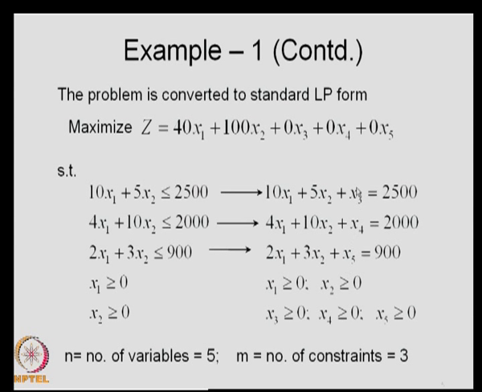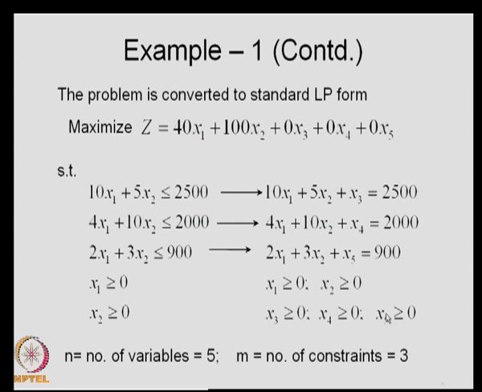Because you added these slack variables, you add them also in the objective function by taking a coefficient of 0: 0 x 3, 0 x 4, 0 x 5. So, now you have expressed this problem in the standard LP form, where the objective function is of maximization type, all the constraints are of equality type, and all the variables that are involved in the problem are non-negative.